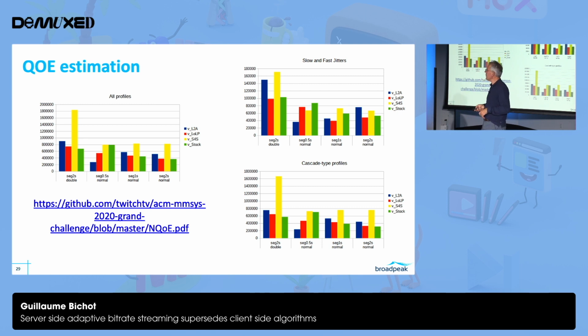The last test I wanted to share with you is about the QoE. In the Twitch Grand Challenge, they gave us an aggregation formula where they aggregated all the QoE metrics in order to publish an overall QoE estimation metric. What you can see is that S4S, the yellow bar, is right ahead of the others. This is true for the old profile, and depending on the duration of the segment, basically it's ahead also for the other types of profiles.